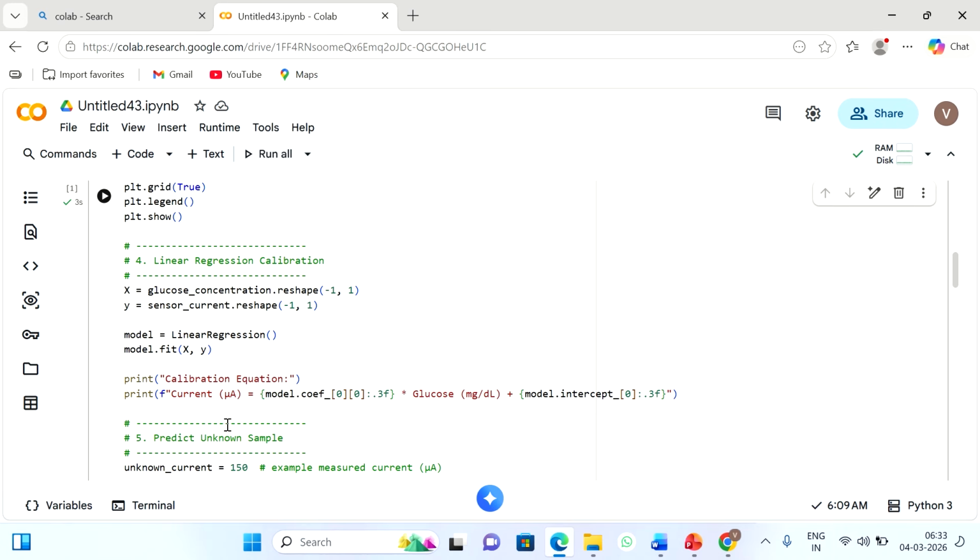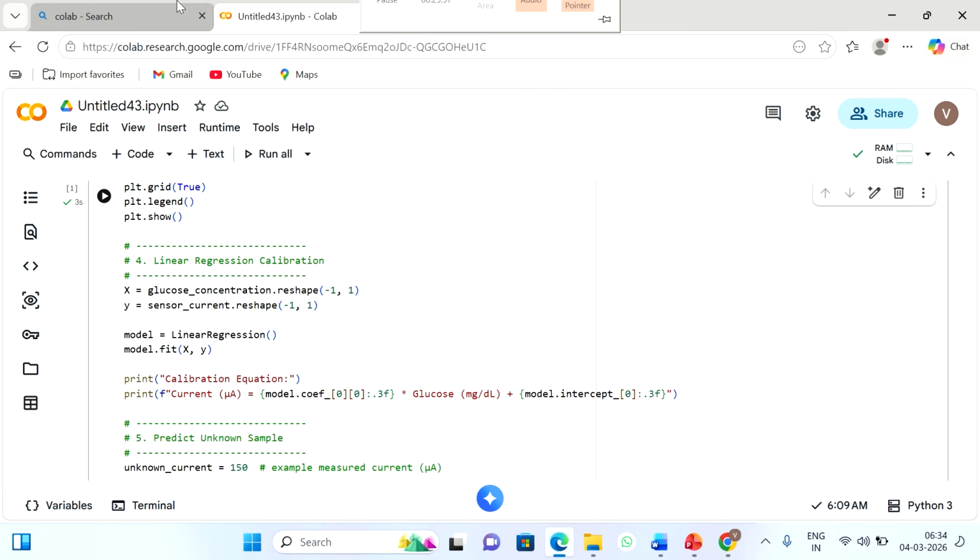calibration equation. So current in microampere is equal to m into, that is the model coefficient, glucose in mg/dL plus b. So this is exactly how real glucometers are calibrated. And then we have to predict an unknown sample. So unknown current is equal to 150. Depending on the current, it may measure the glucose level available in the blood.